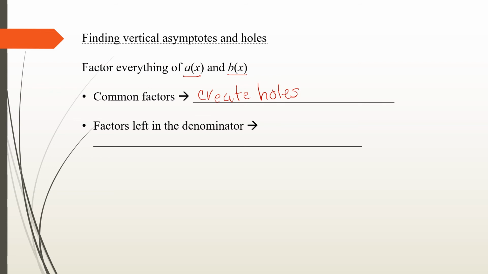After you've simplified, if there's factors left in the denominator after simplification, then those create the vertical asymptotes.